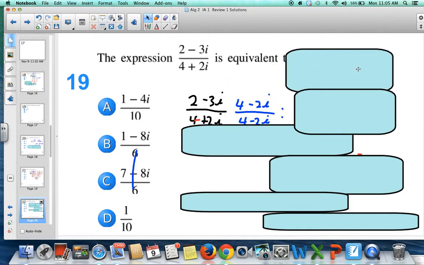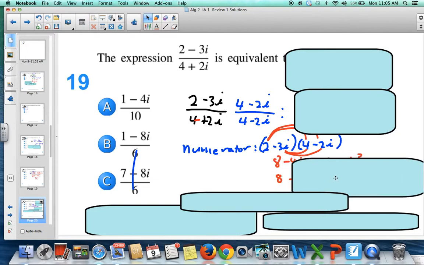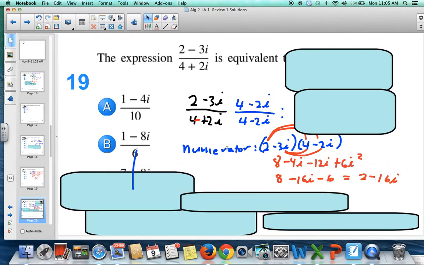So we start with this here, and let's just go through the numerator first. It's basically multiplying these two together. So 2 times 4 is 8, minus 4i, minus 12i, plus 6i squared. That becomes 8 minus 16i. Negative 4i minus 12i is minus 16i. And then minus 6 here, because i squared is negative 1. So 8 minus 6 is 2, and then minus 16i. So that's the numerator.